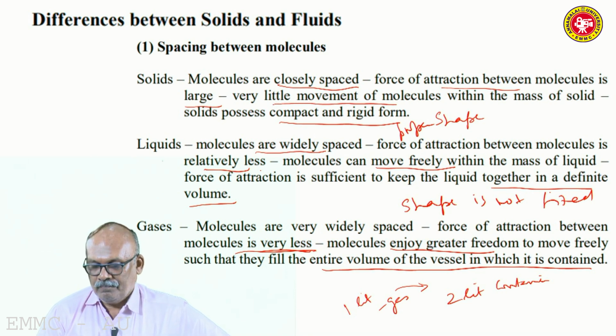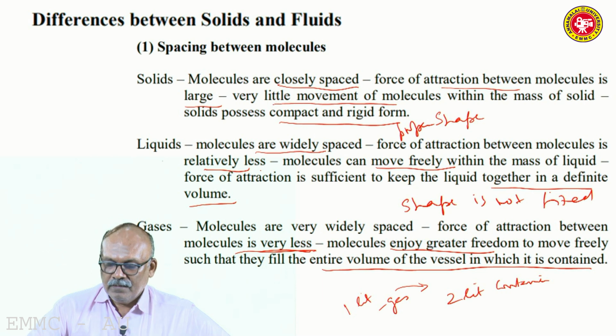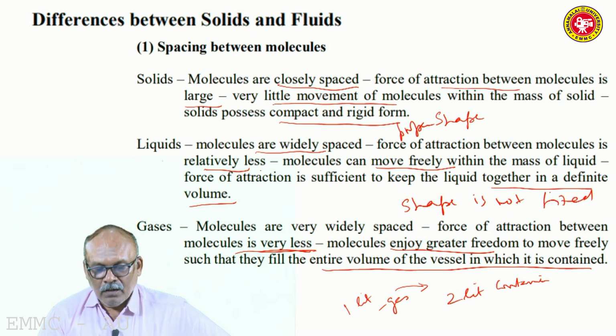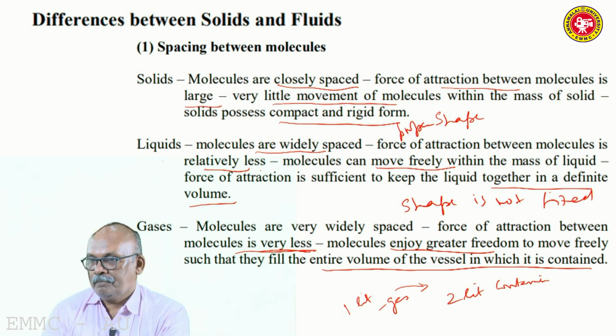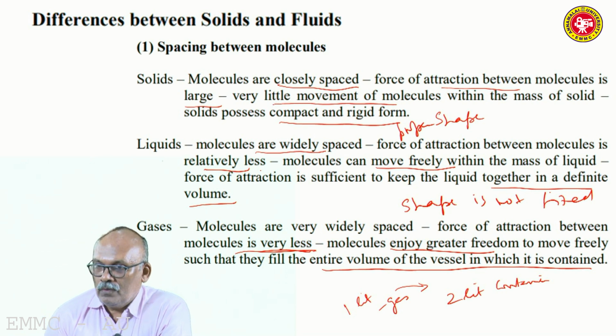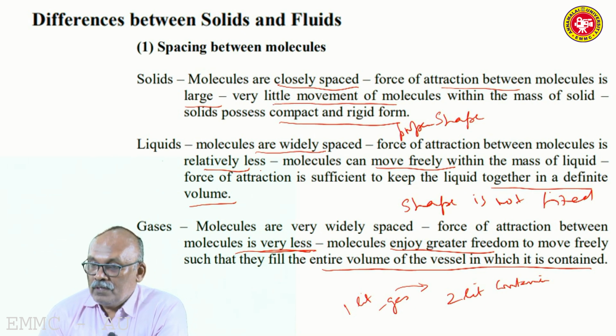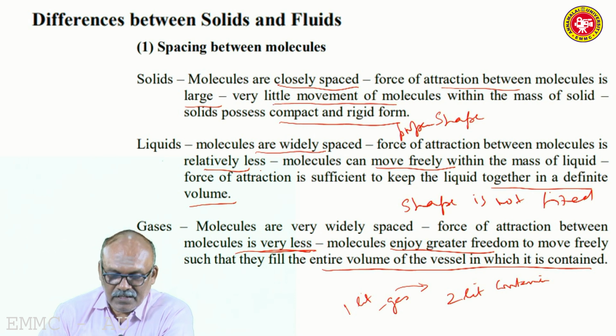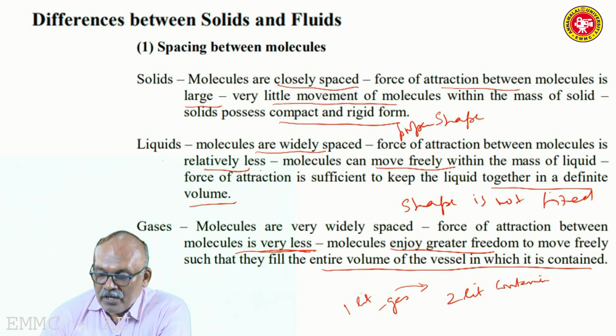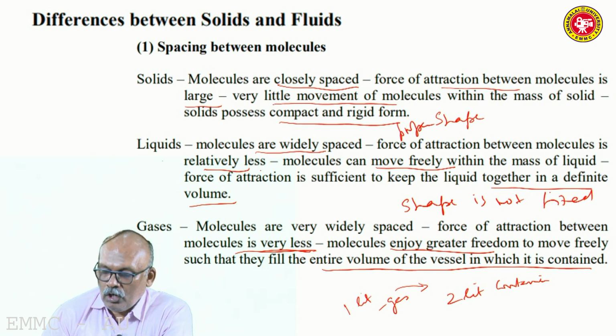The mass remains the same. There is no change in the mass of the gas, but the volume has increased from 1 liter to 2 liters. That means the gas molecules have become widely spaced compared to that in 1 liter. So the spacing between the gas molecules in 1 liter and the spacing when they are in 2 liters: here in 2 liters the spacing has increased, and therefore the force of attraction has become much less, and they enjoy greater freedom in the 2 liter container compared to the 1 liter container. So they fill the entire volume of the vessel in which it is contained.